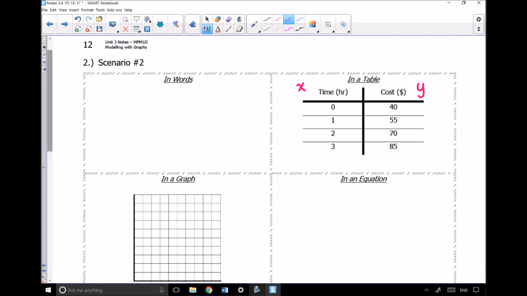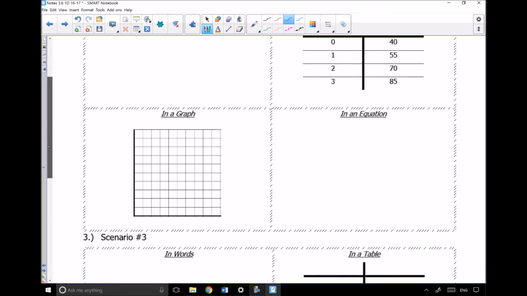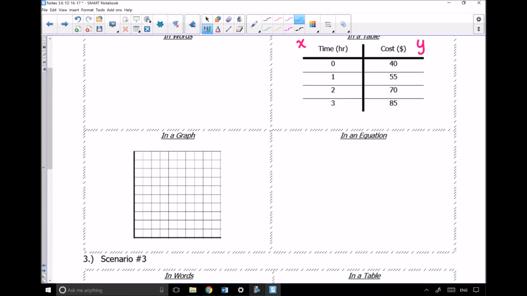So now that I've done that, I can go ahead and create my graph. So right here I know this is going to be time in hours. And I know that this right here is going to be cost in dollars, okay? So my time in hours starts at 0, and it's just going up by 1. So I think going up by 1 is a good scale to have right here. And then my cost is starting at 40 and going up to 85. So I think maybe going up by 10s will be the best option.